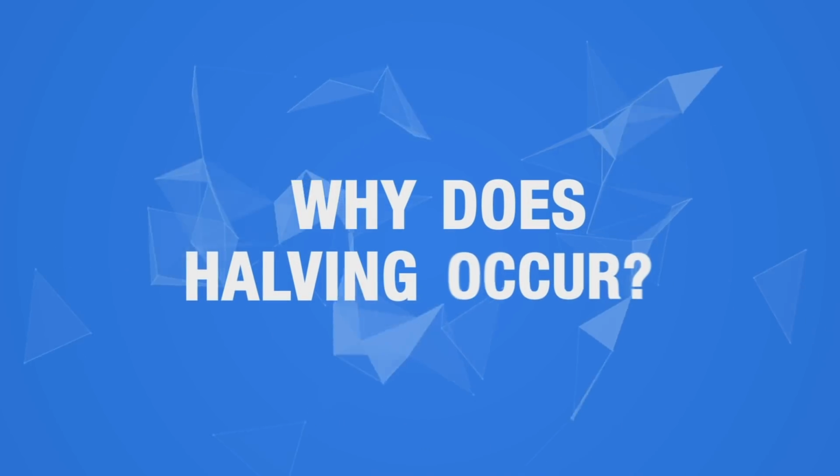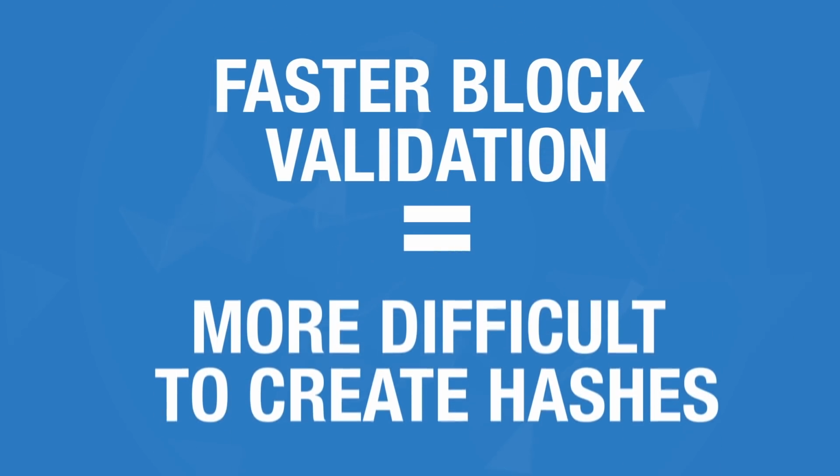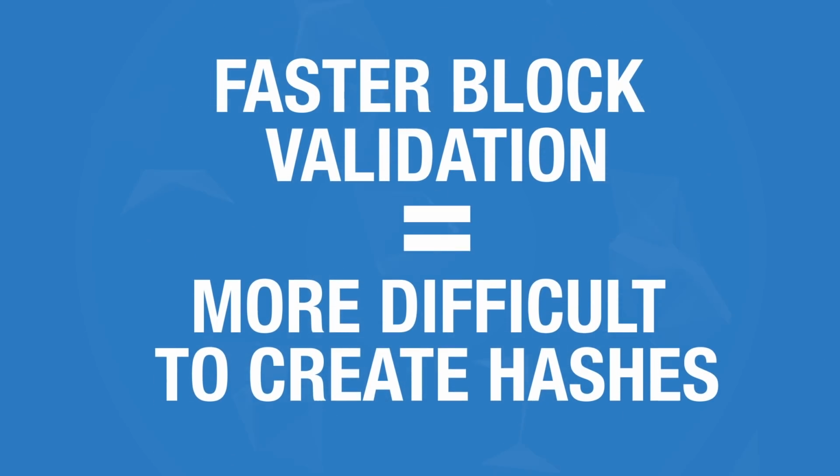Number two, why does halving occur? Satoshi Nakamoto programmed the halving of newly minted Bitcoin every 210,000 blocks to prevent inflation from decreasing the purchasing power of Bitcoin. Satoshi also factored in the increase of technological advancement over time into Bitcoin's algorithm. So the faster new blocks are validated, the more difficult creating new unique hashes for new blocks will become.